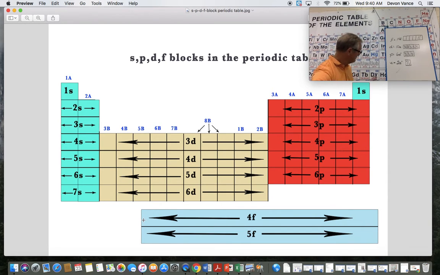Finally, if I went back down here to the very, very bottom and I did the f, there's 14. If I started counting and I went all the way across, it would be 1, 2, 3, 4, 5, 6, 7, 8, 9, 10, 11, 12, 13, and finally 14. So each one of the areas on the periodic table, the s block, the p block, the d block, and the f block.